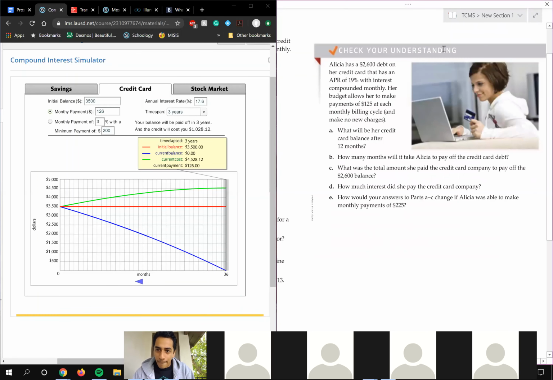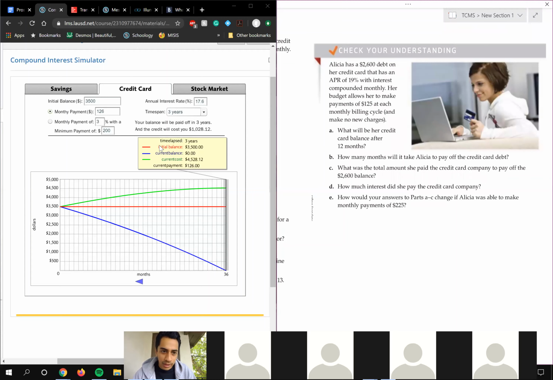All right. Okay, so Alicia has a $2,600 debt on her credit card that has an interest APR of 19% with interest compounded monthly. Okay, that's good because that's what the simulator assumes as well. Her budget allows her to make payments of $125 at each monthly billing cycle, and she makes no new charges. So she doesn't add anything new to this debt, right?